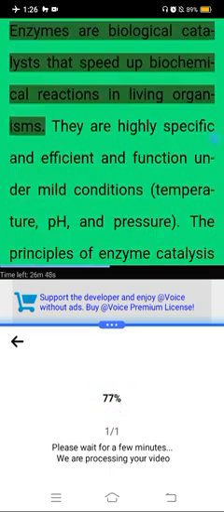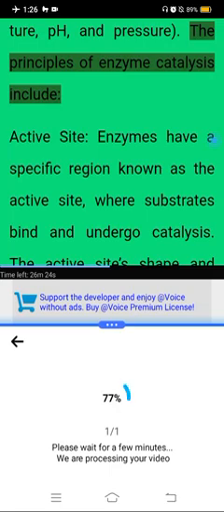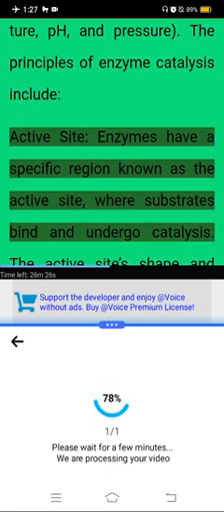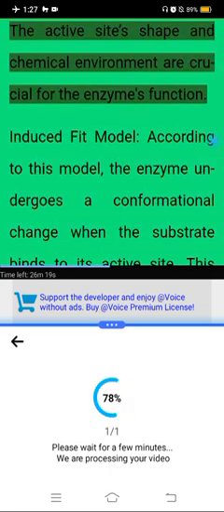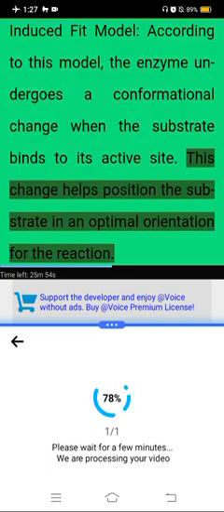4. Enzyme catalysis. Enzymes are biological catalysts that speed up biochemical reactions in living organisms. They are highly specific and efficient and function under mild conditions: temperature, pH, and pressure. The principles of enzyme catalysis include active site. Enzymes have a specific region known as the active site, where substrates bind and undergo catalysis. The active site's shape and chemical environment are crucial for the enzyme's function. Induced fit model. According to this model, the enzyme undergoes a conformational change when the substrate binds to its active site. This change helps position the substrate in an optimal orientation for the reaction.